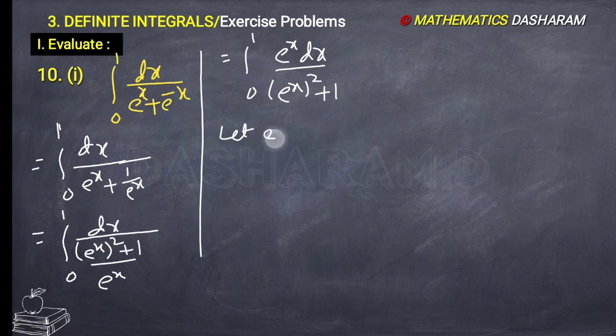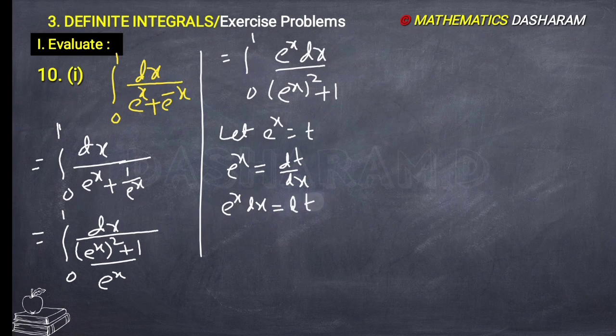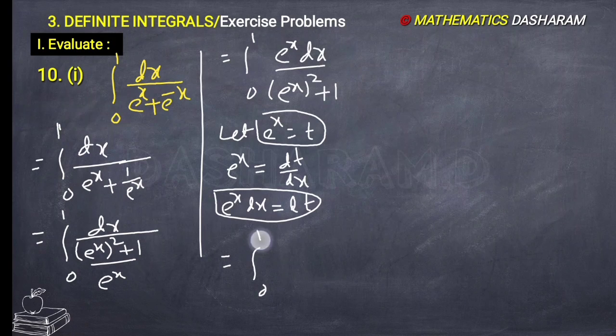Now let's select e power x equals one new variable t, and its derivative is e power x itself. It equals dt by dx. So then e power x dx equals dt. Let's substitute these two values in this. So then it equals integral 0 to 1. Here numerator e power x dx equals dt and denominator t square plus 1.